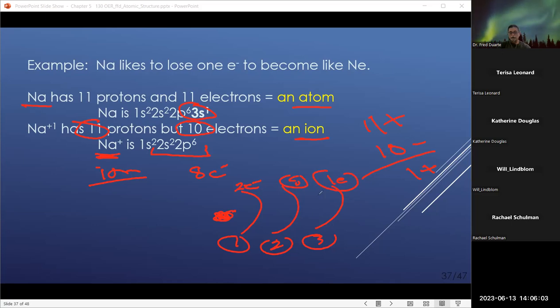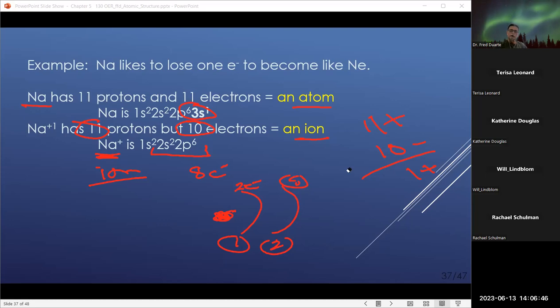Now, you have a radius with 3 energy levels. The moment it becomes an ion, that electron in the outermost shell is gone. And so now the new outermost shell is the second energy level, and obviously it's smaller, okay? So comparing the radius of the atom versus the ion, the atom is much bigger than the corresponding ion. And this is true for metals, okay?